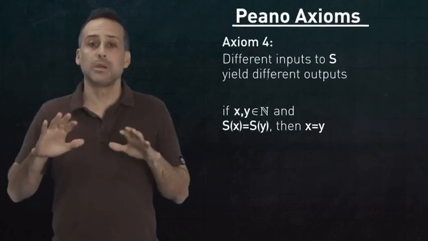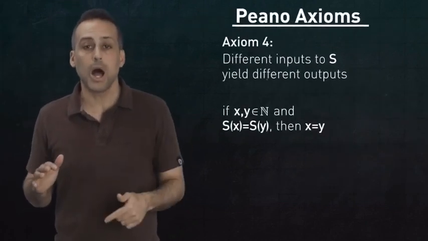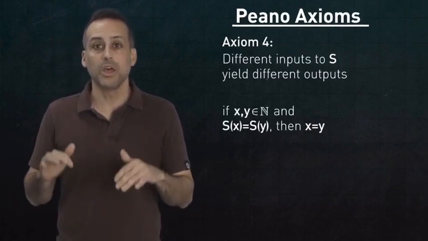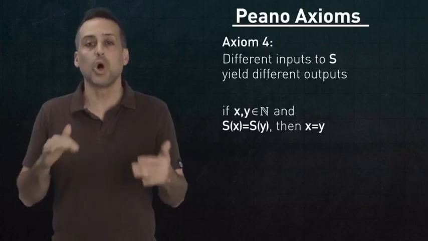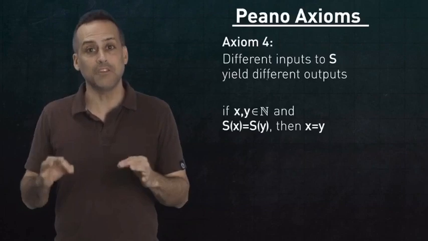Enter Axiom 4. If x and y are in N, and S of x equals S of y, then x equals y. In other words, different inputs to S will always give different outputs. Now finally, we're guaranteed an infinite chain.